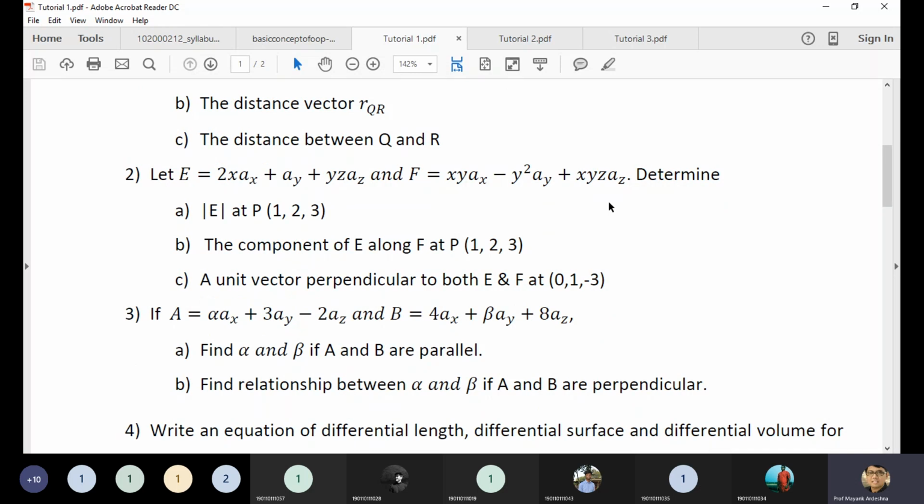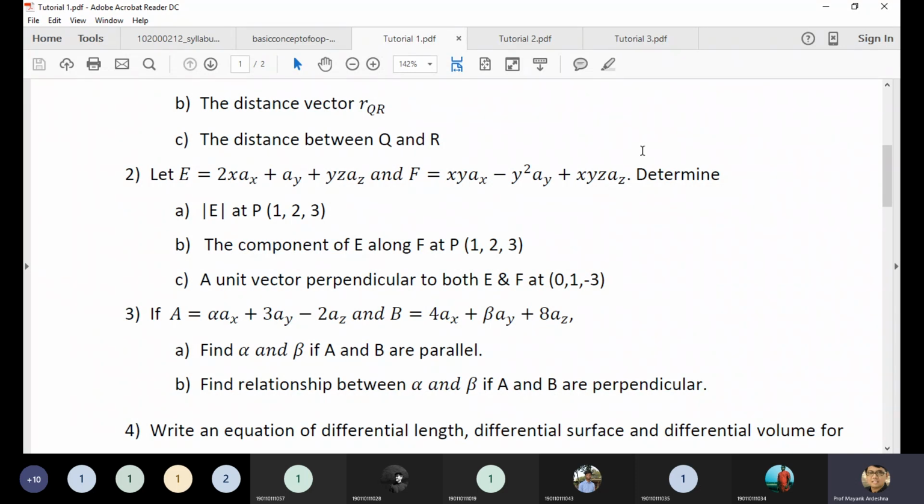In the second example, two different vectors are given, E and F, and they are asking to find the mode of E at some particular point. It's very easy. Mode of E is equal to the square root of (2x) whole square plus 1 square plus (yz) square. So you just find the magnitude and put in the point 1, 2, and 3, which is nothing but x, y, and z. So you can easily find the first part.